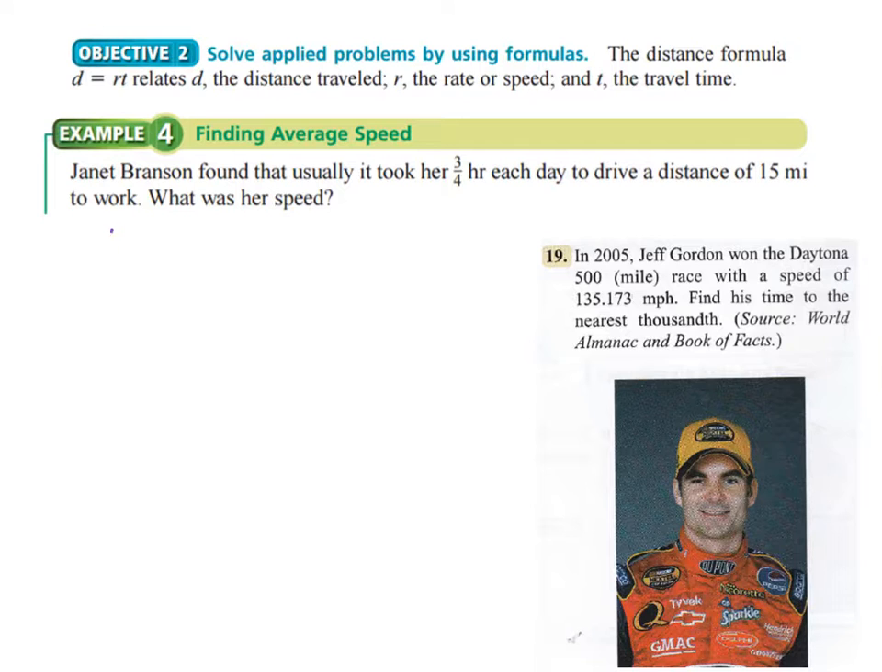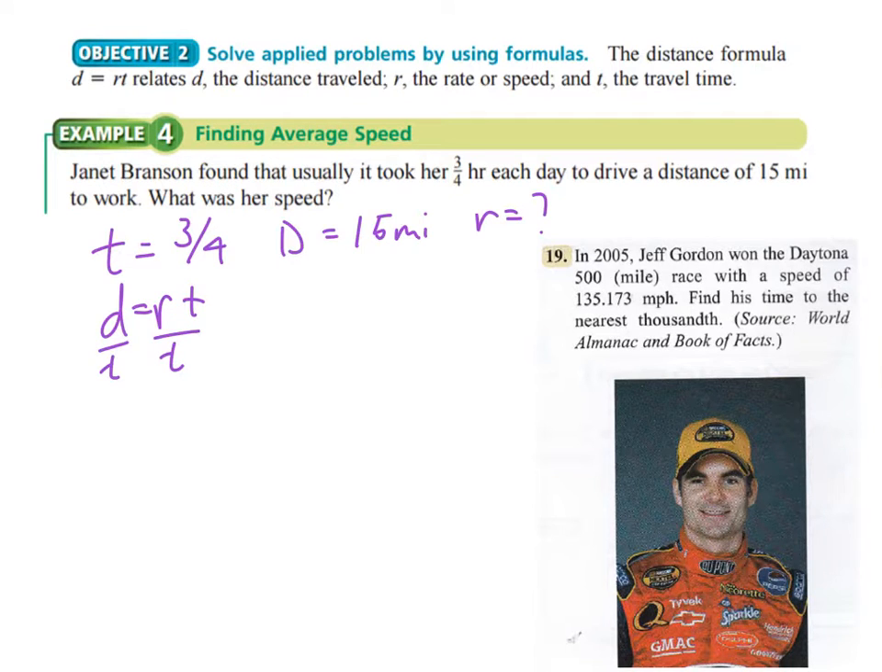So we know the time was 3/4 of an hour. We know the distance was 15 miles. We are trying to find the rate. So if we solve the distance, rate, and time formula for the rate, then we will have it already set up when we plug in our values. So distance equals rate times time. If we divide both sides by the time, we determine that the rate is equal to the distance divided by the time, which allows us to plug in our values directly.